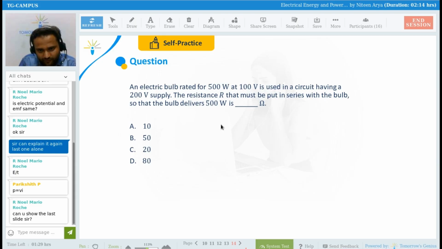So resistance of the given bulb you find first, and obviously that is the easiest one. But the answer is given. If you understand the language, then it is easy. The language is: an electric bulb is rated at, I mean that is the power of the electric bulb. Maybe you buy any particular LED or bulb saying that 20 watt, 100 watt. So that is this, which is working on this volt. So it is used in a circuit having a supply of this. The resistor R that must be put in series with the bulb so the bulb delivers that much watt. So you need to find the resistance which needs to be put in series.